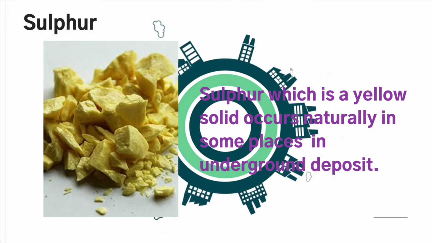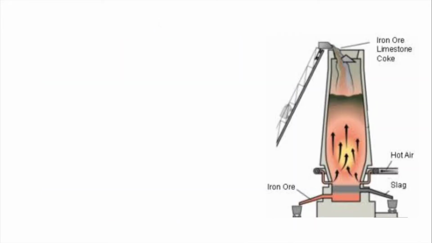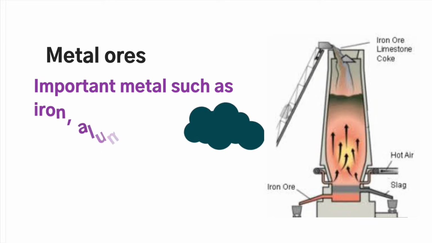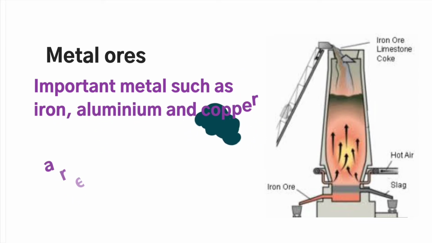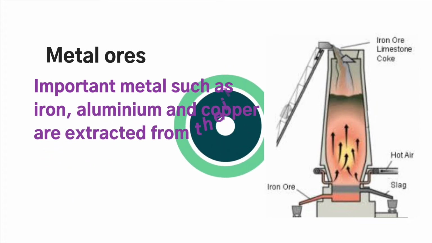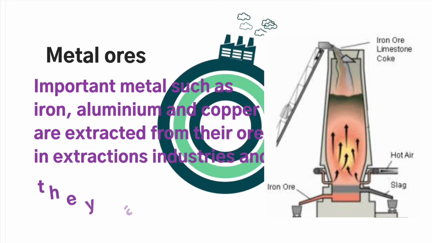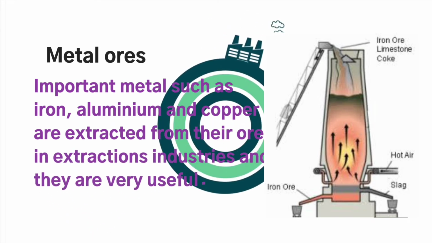And then we have sulfur existing as an allotrope, okay? You know your rhombic and monoclinic allotropes of sulfur. What about metal ores? Metal ores are important metals, okay? Such as iron, aluminium, copper. They are extracted from their ore, okay? And these metals are very useful.